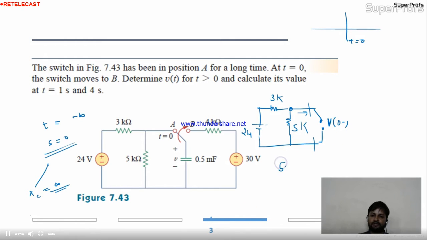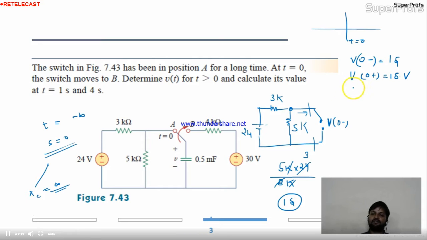So voltage division rule: 5K into 24 divided by 5 plus 3, 8K. K will get cancelled, 24 divided by 8 is 3, and 3 times 5 is 15. So 15 is the voltage over here. So you calculated VC0 minus is nothing but 15. Similarly, V0 plus will be 15 volt. You need V0 plus to solve that particular equation, whatever we have seen. So you calculated the 15.